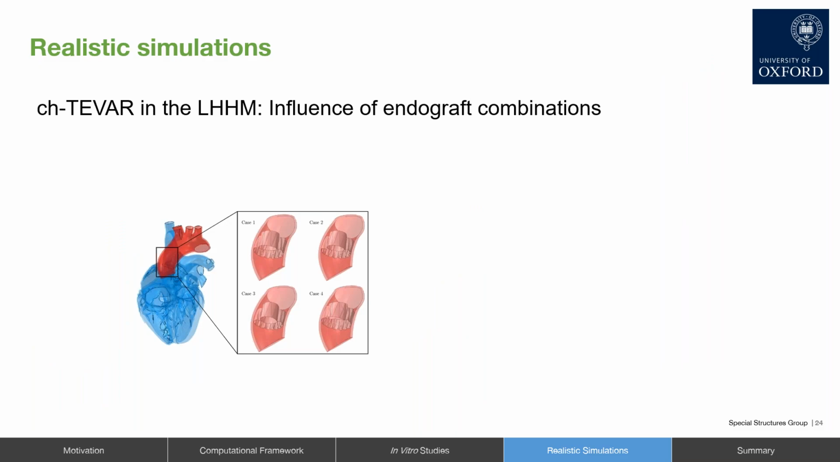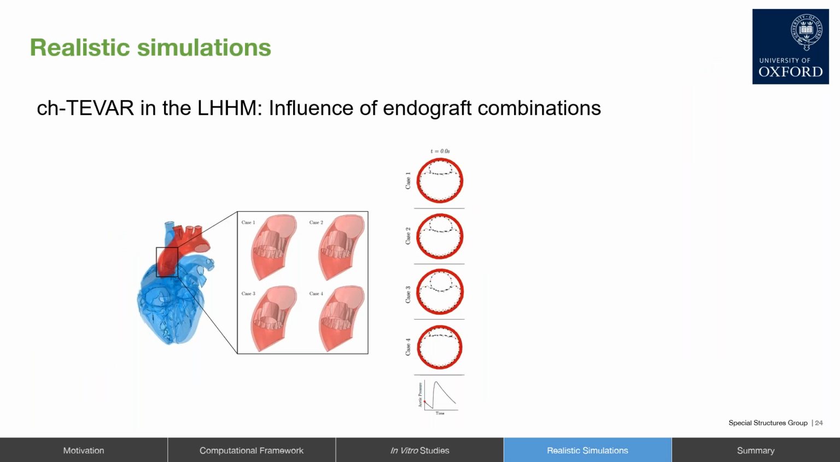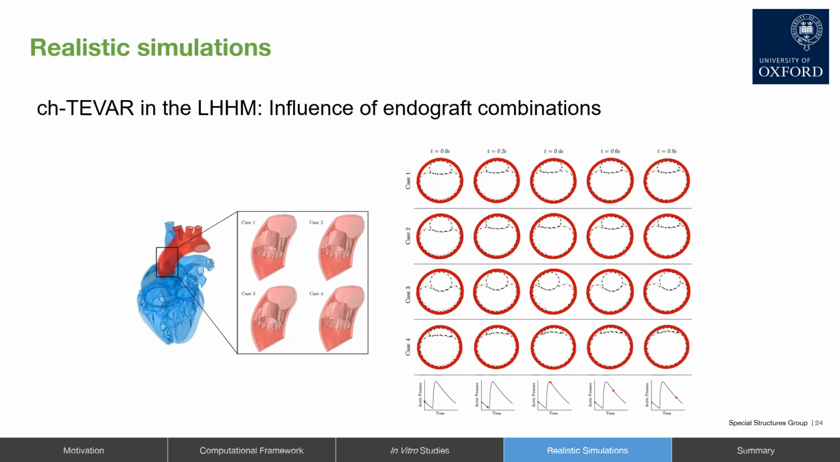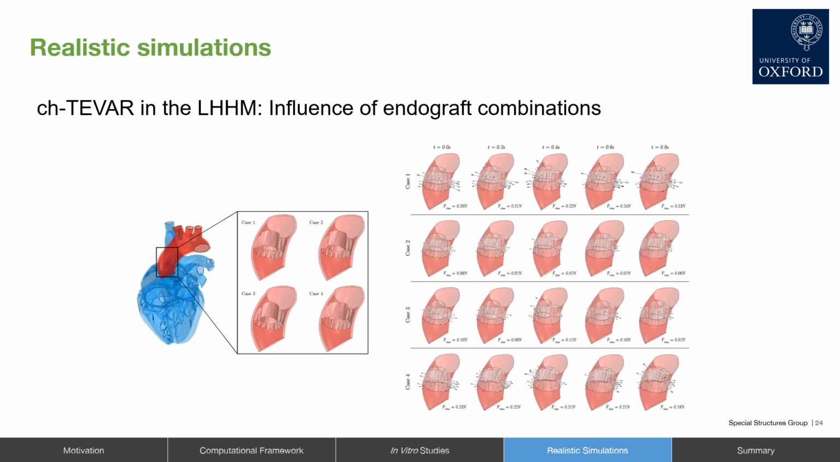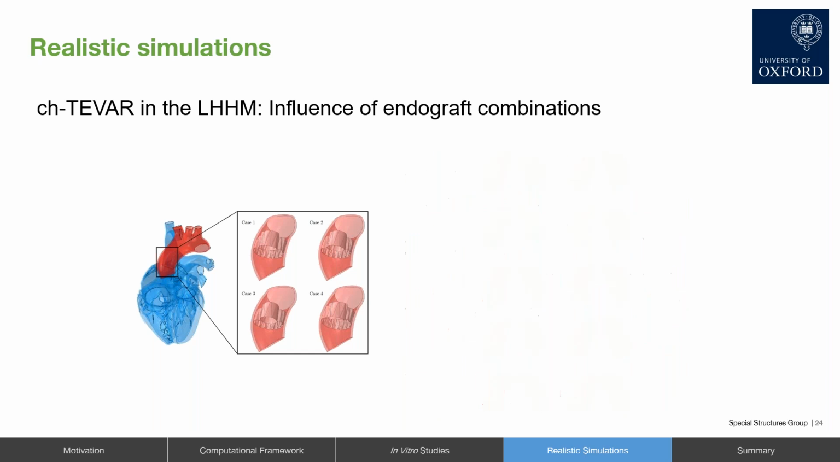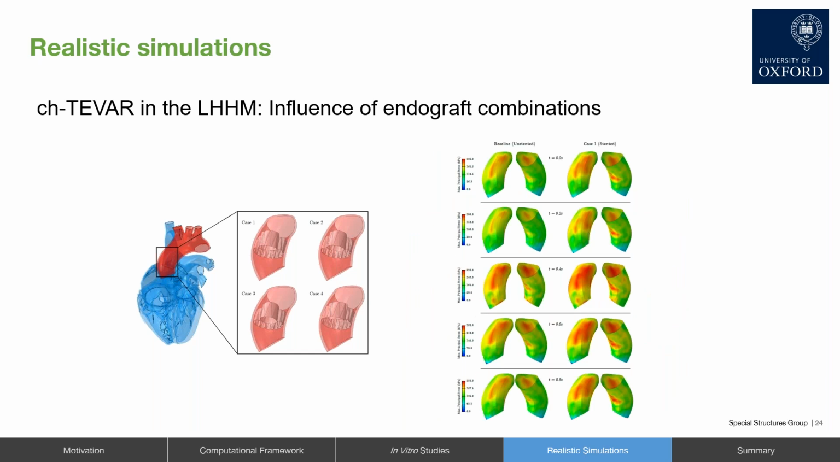Now, using the Living Heart Human Model, we can assess the influence of various device combinations, and in this case, some generic devices. Again, we can characterize significantly different post-deployment configurations dependent on device type. Using realistic simulations, we can study how the configuration changes over the course of the cardiac cycle. Moreover, we can compute specific contact force interactions, which we can't do experimentally. And perhaps what is most significant is we have the ability to compute how parallel endografting increases aortic wall stresses.